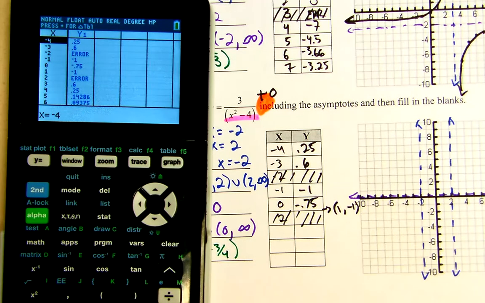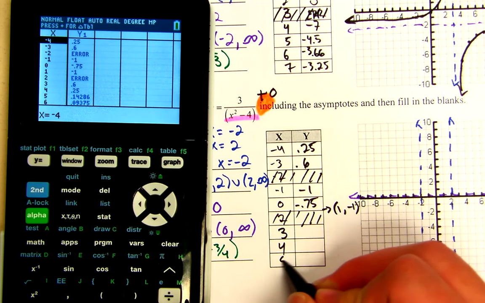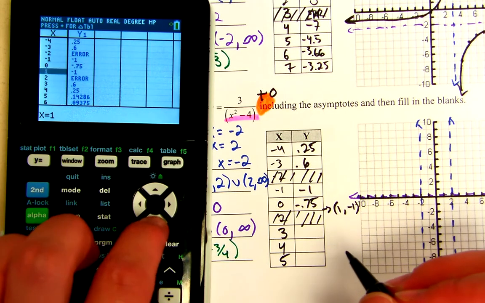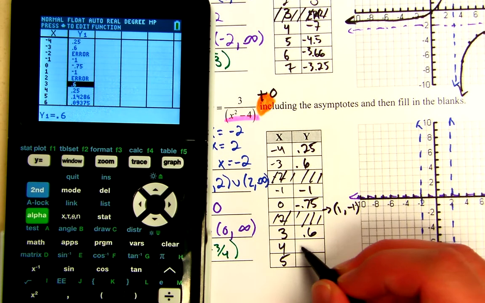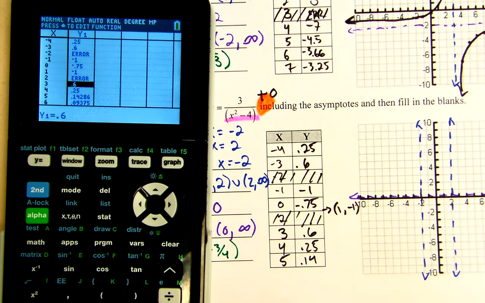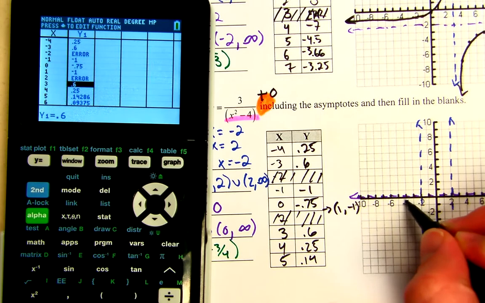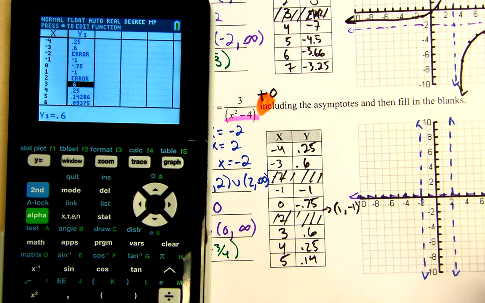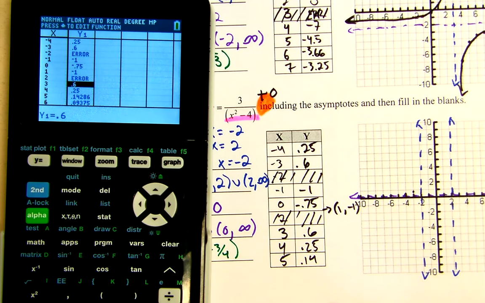I added in a point there. And then we've got 3, 4, 5. So down we go, 0.6, 0.25, and 0.14. So let's plot some of those. Negative 4 at 0.25, so I'm at 1/4. Negative 3, I'm at 0.6, so about 2/3.